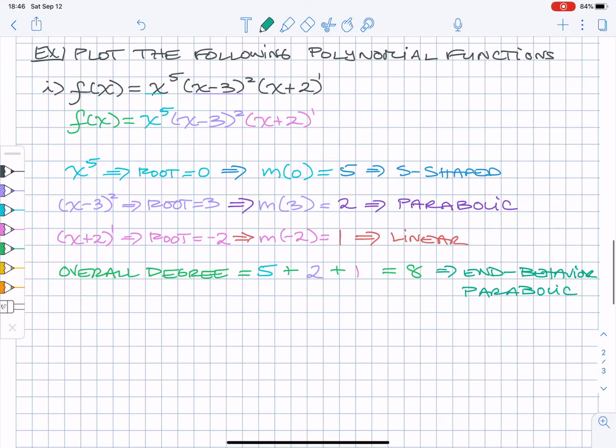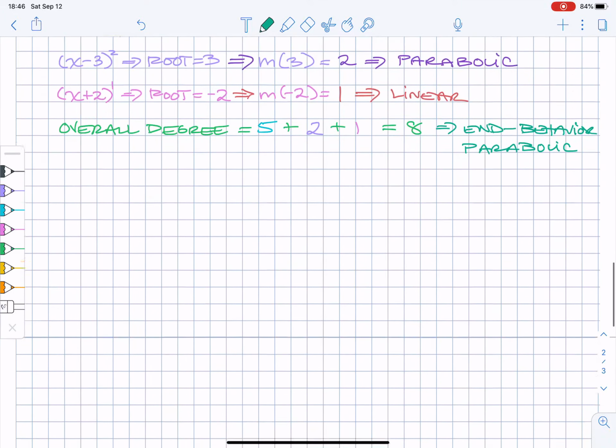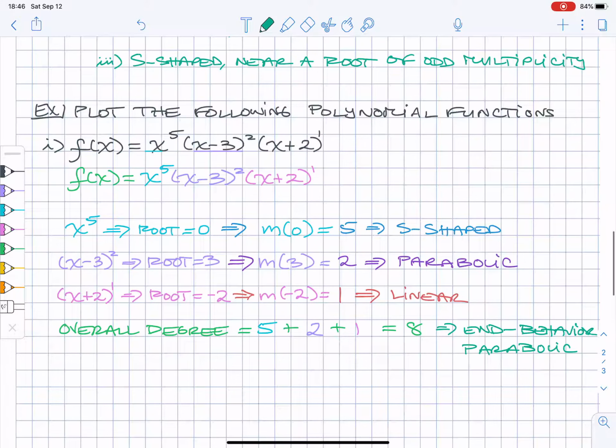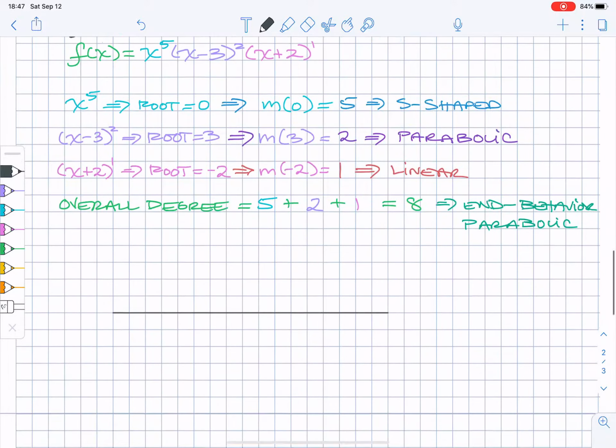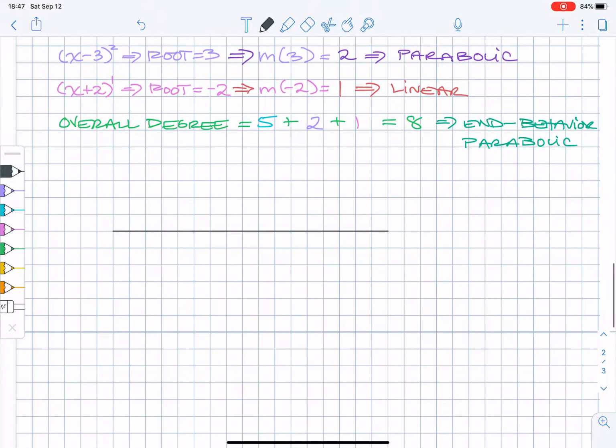Okay, so what else do we know? We know that the x-intercept is, well, when x is 0, y is 0 because of this first term. So that's nice. So let's go ahead and plot this. So x and y coordinate axes. Since there's no negative in front, it's parabolic going uphill.